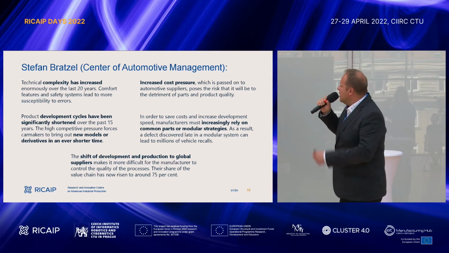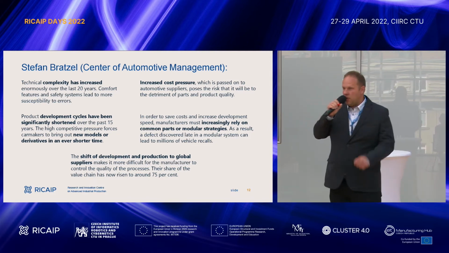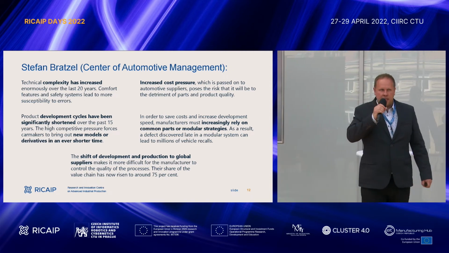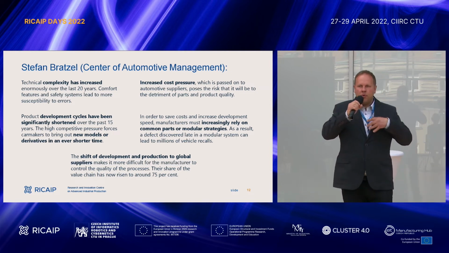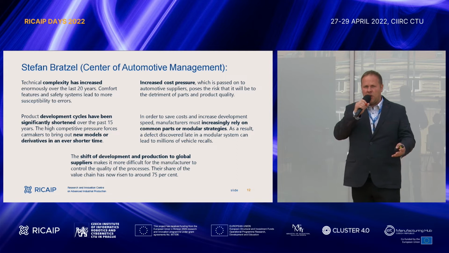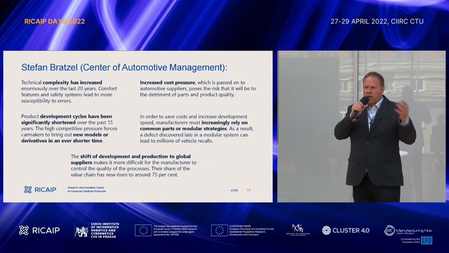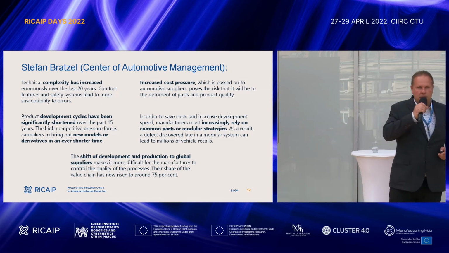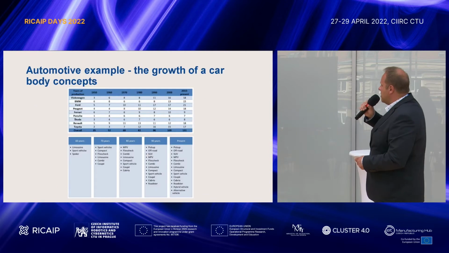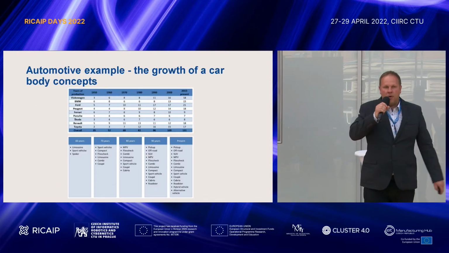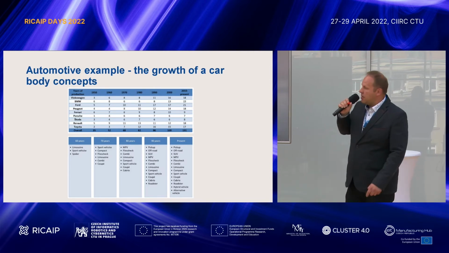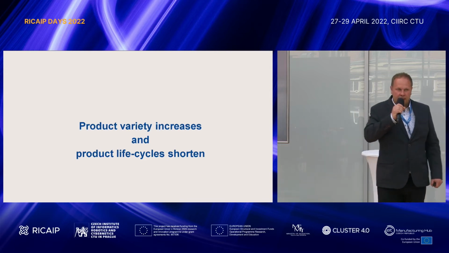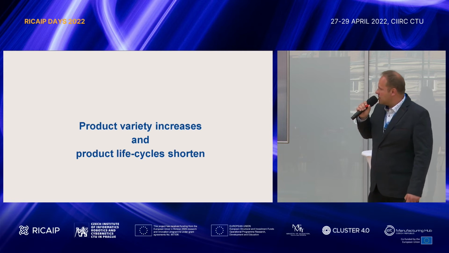For example, here you can see one important reason is complexity, but also cost pressure, as somebody mentioned today. And what is very important is that the users of the cars want to have some fun and they want somehow customized cars or products. They have more types of cars and so on. And this all shortens the lifetime of the car and the development cycle of the car. We have an increased number of types of car, increased number of car body concepts and so on. So this all increases the product variety and shortens the product life cycles.